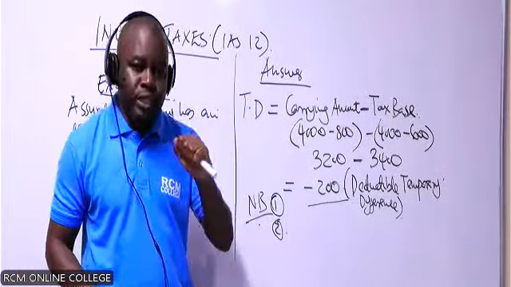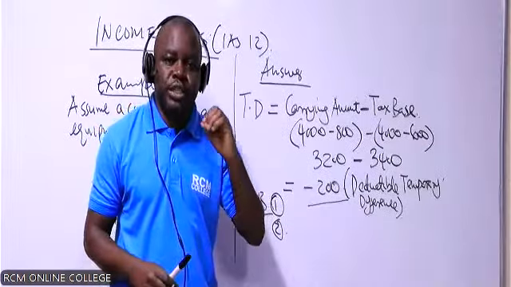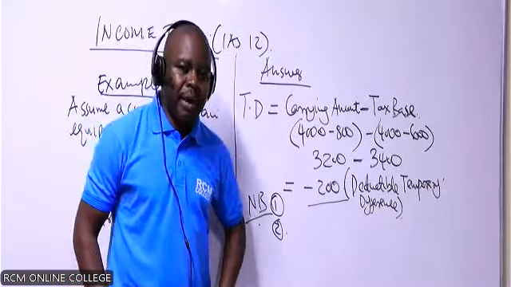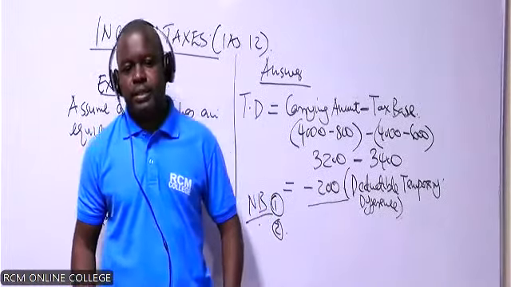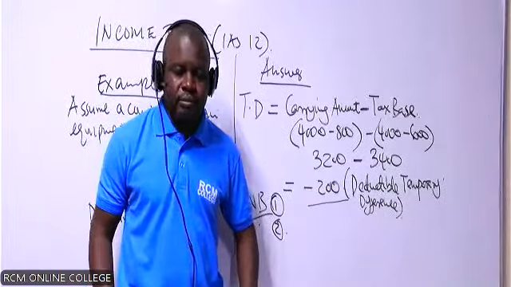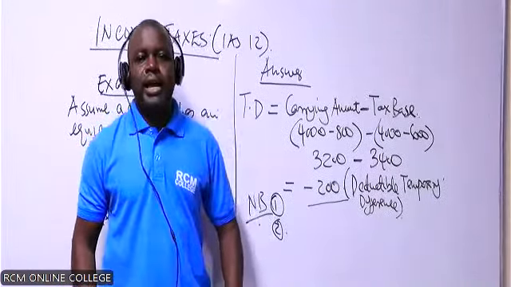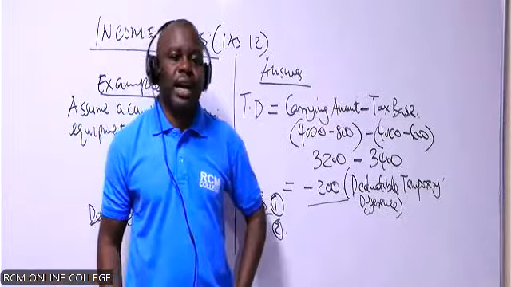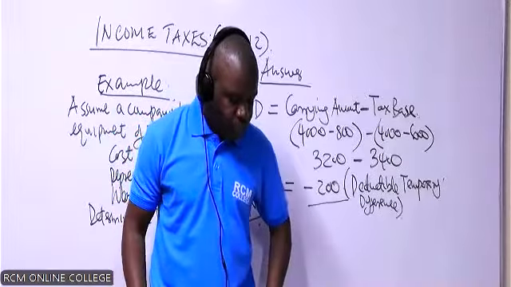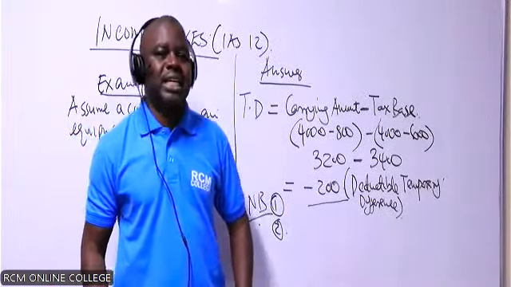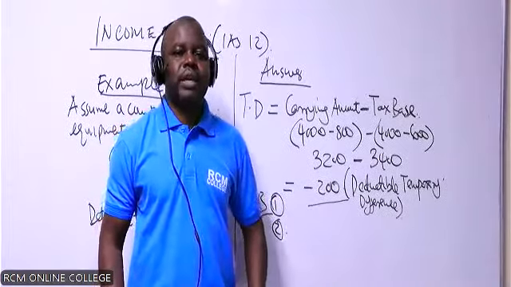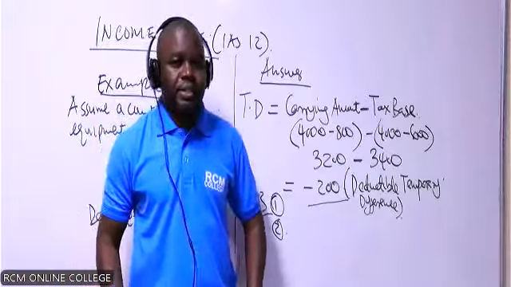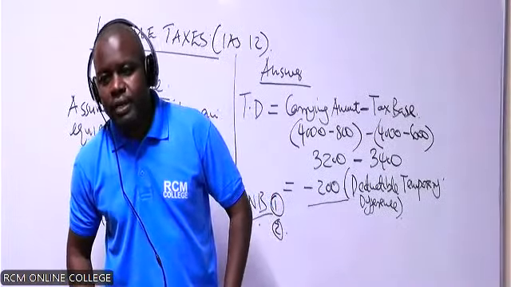If the temporary difference is positive, now it is the opposite. If the temporary difference is positive, i.e., the carrying amount is more than the tax base, it will give rise to a deferred tax liability.